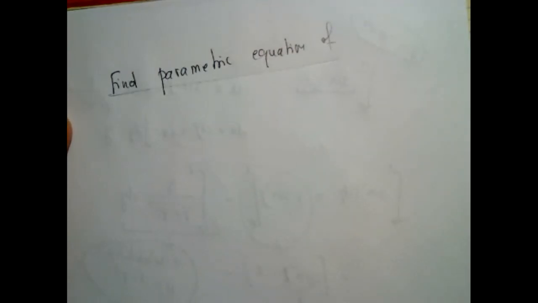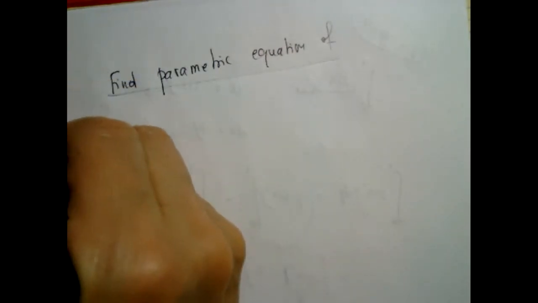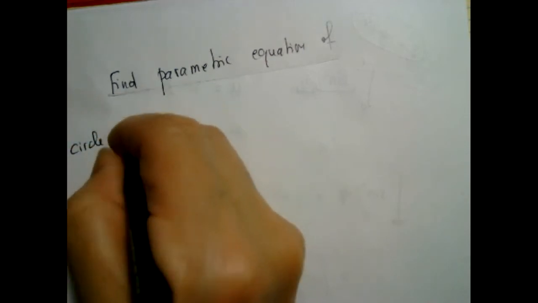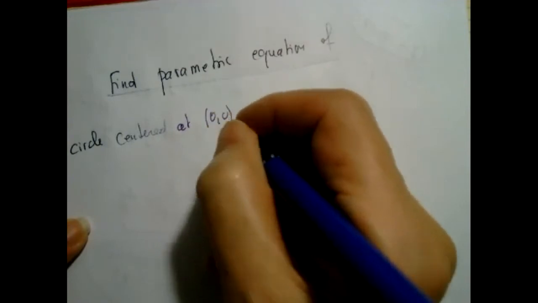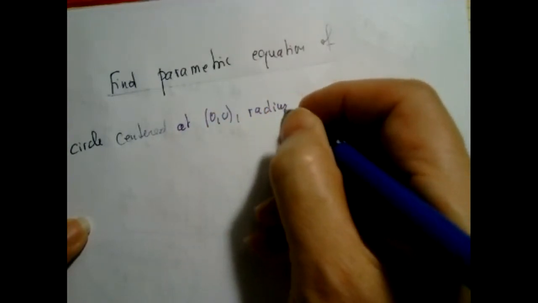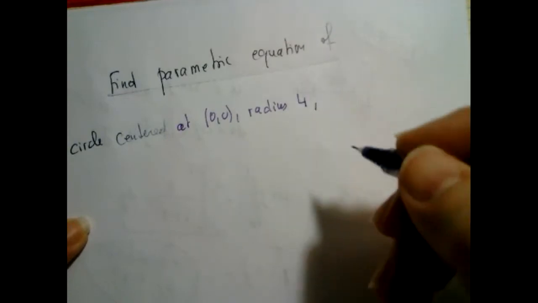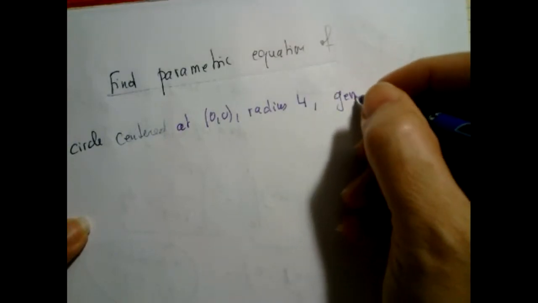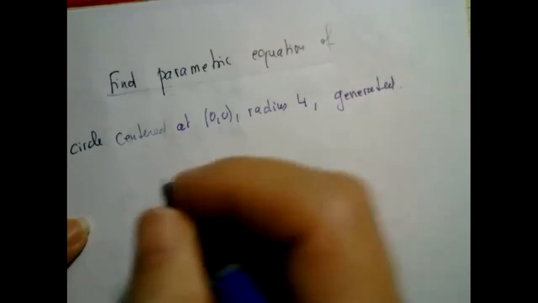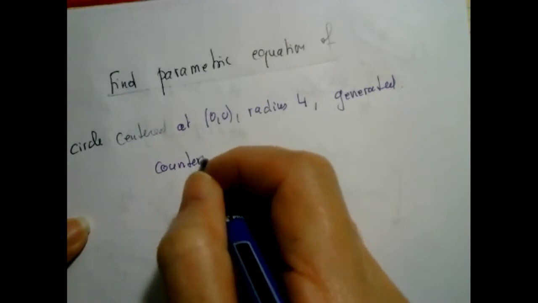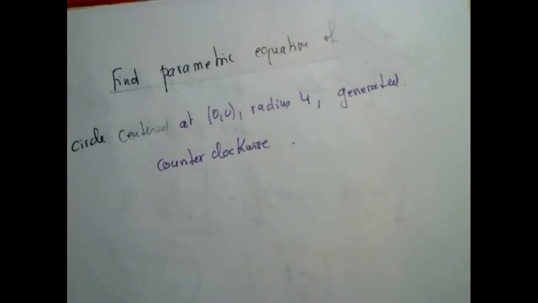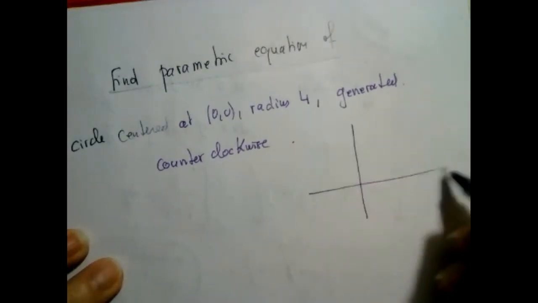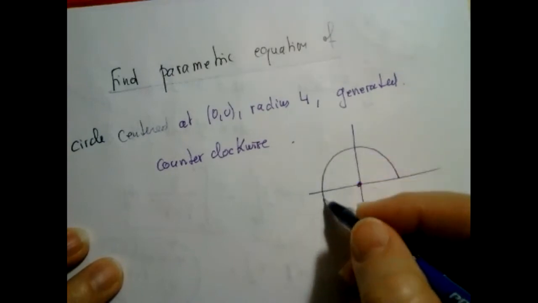Okay, so let us say I have a circle centered at 0, 0, centered at the origin with radius 4 and generated counterclockwise. So what am I talking about? It means I have a circle. It's centered at the origin and the radius is 4.